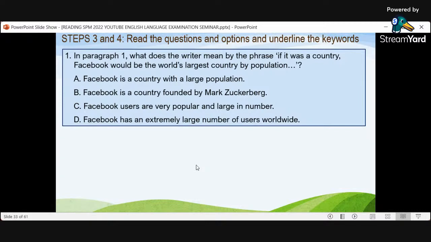So in paragraph 1, what does the writer, hi, I don't know who Rais, I don't know who's AMD, okay, hi morning, I only saw your message now.